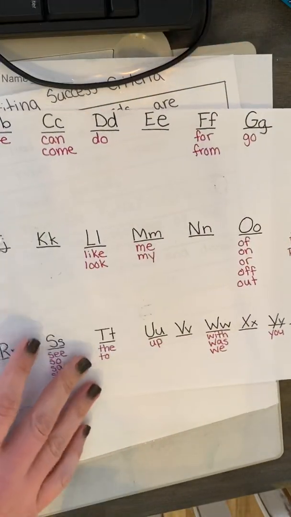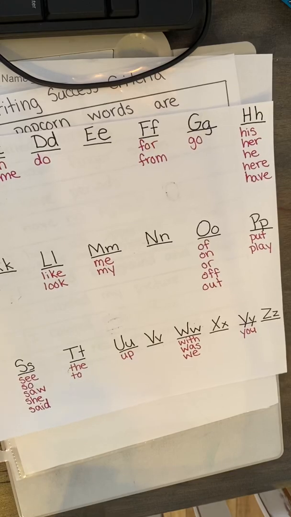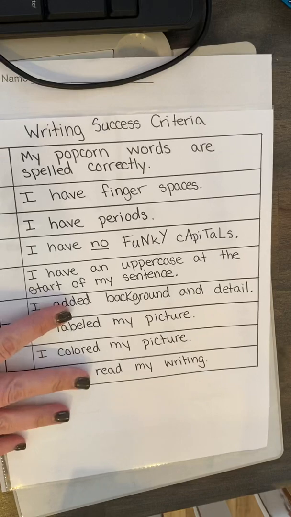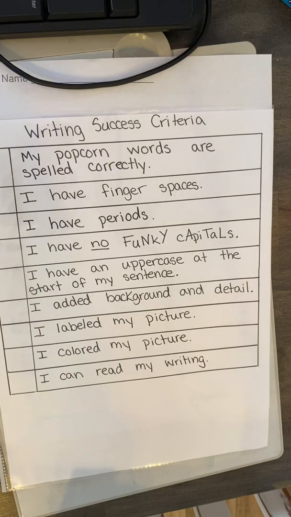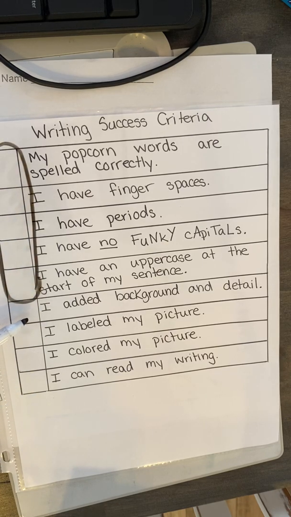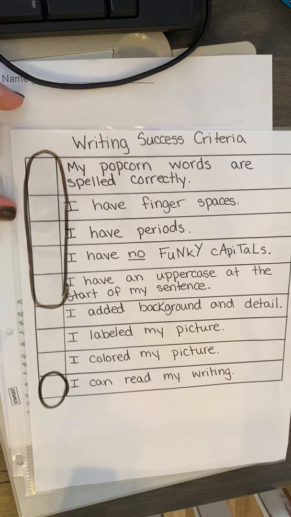Okay. Now, with me, I have my word wall, all the popcorn words from list 1, 2, and 3 that we need to have spelled correctly. I have that here accessible for me. And then I have my success criteria. And we are focusing, again, just on the top part, okay? On Friday, we're going to go back and add detail, label our picture, color our picture. You're also going to read your writing today, too. So we're just going to focus on these things today. So I have that with me as well, ready to go.